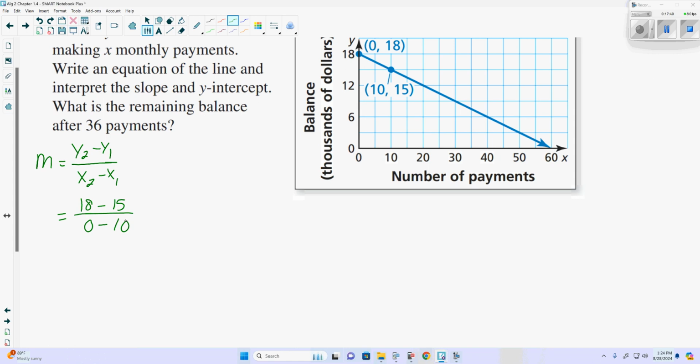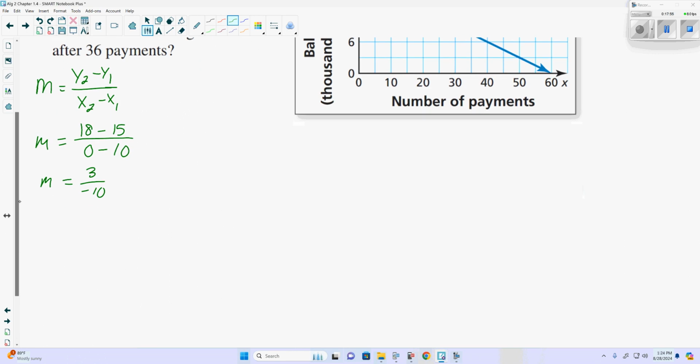And at this point, we can do the calculation, yes? We can do it by hand or let the calculator do it. Both will work just fine. 18 minus 15 is 3. 0 minus 10 is negative 10. So this is our slope.